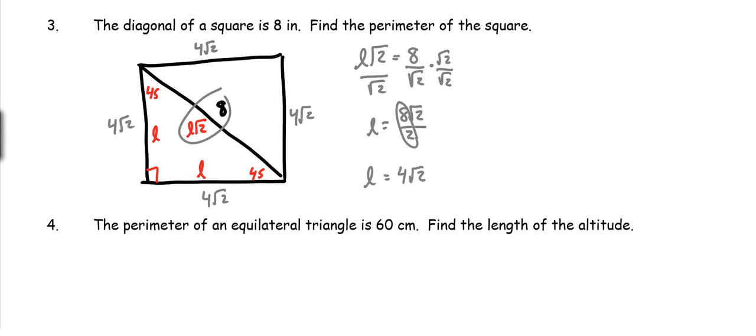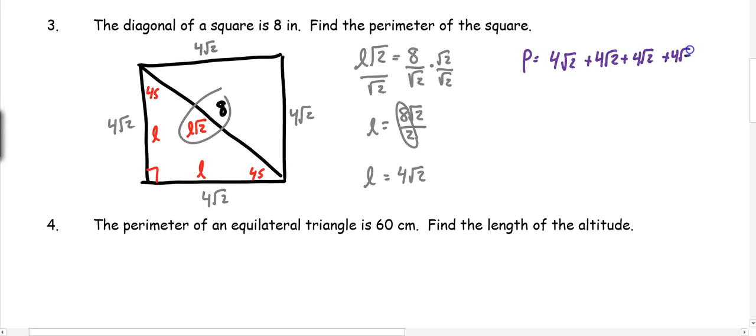So to find my perimeter, I'm going to add up my 4 sides of 4 root 2. So my perimeter is equal to 16 root 2 inches.